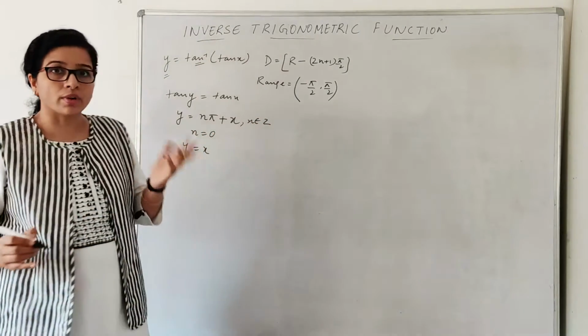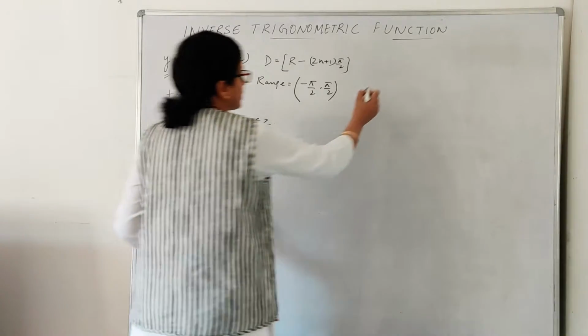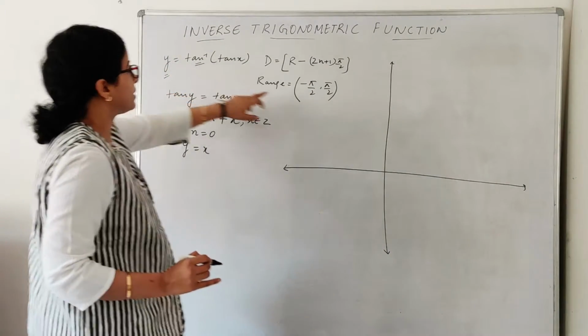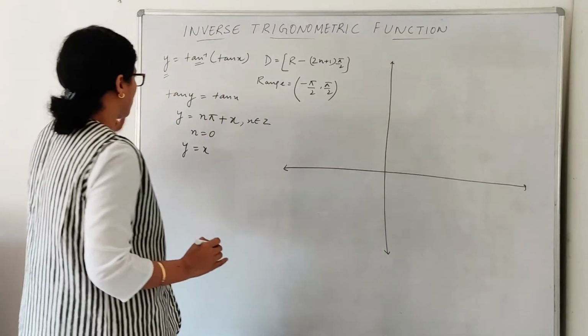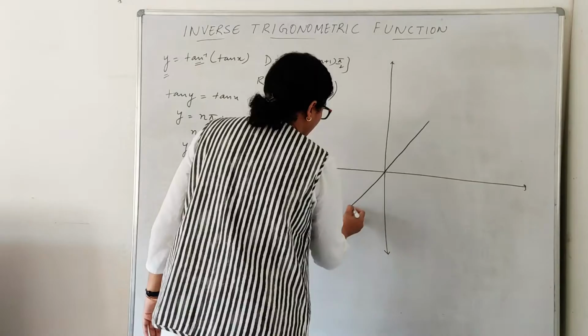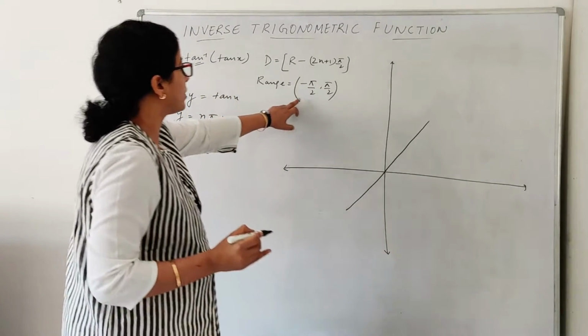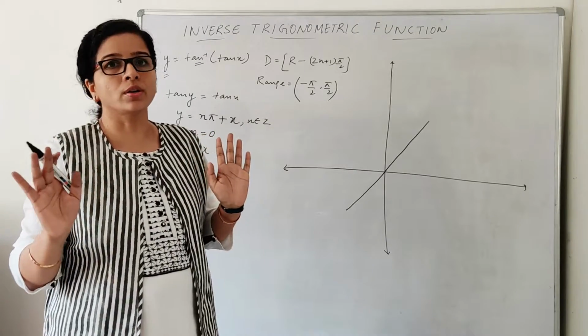In the previous two graphs, we have seen how to draw y is equal to x. Now the same thing we are going to draw here also. So my range for y is the open interval minus pi by 2 and pi by 2, and y is equal to x. Now they have said minus pi by 2 open interval, it means pi by 2 and minus pi by 2 are not included.